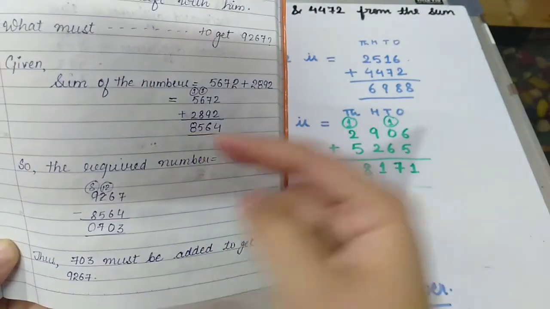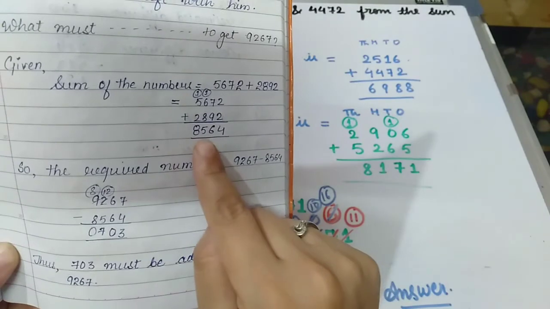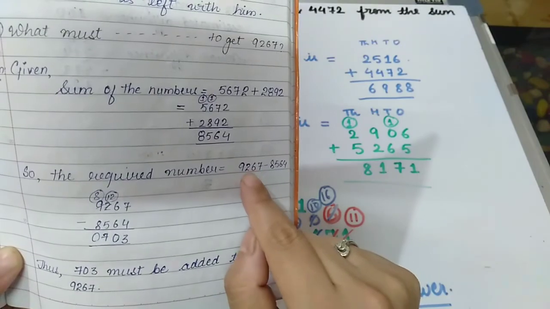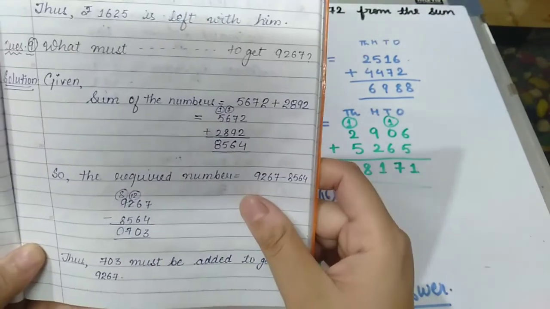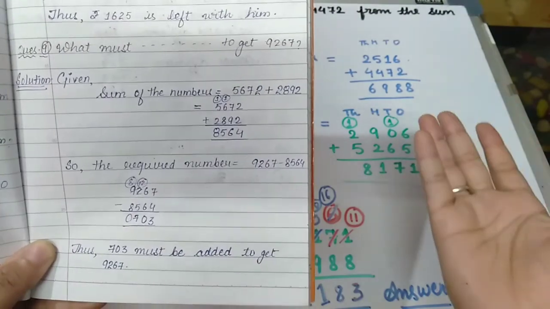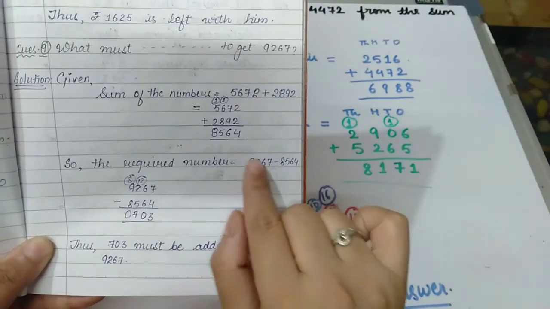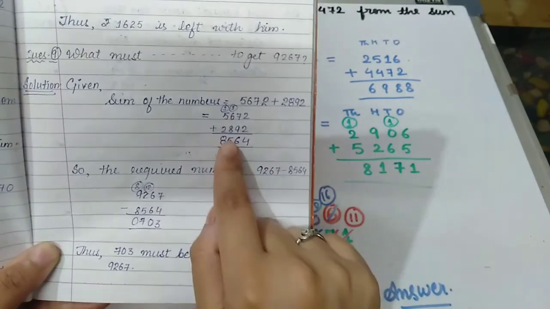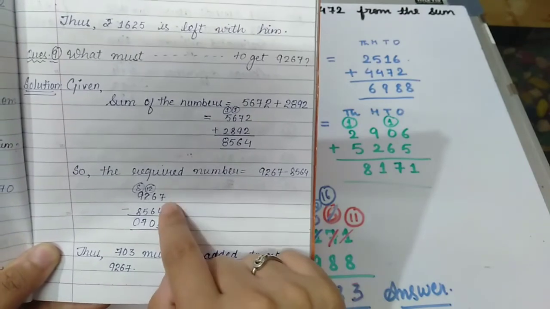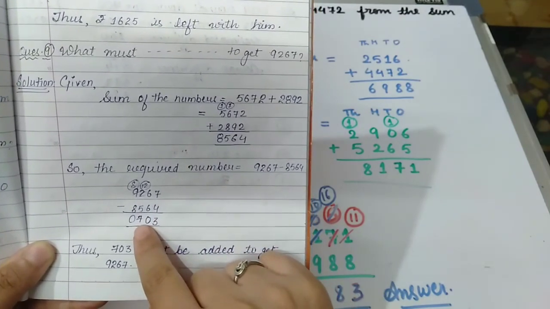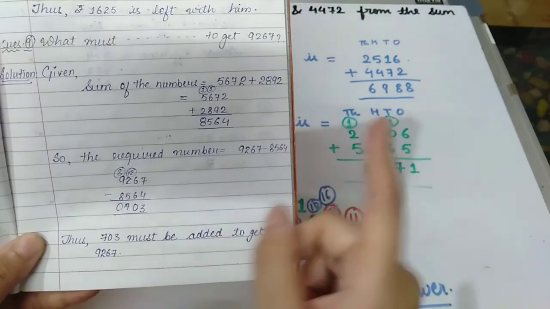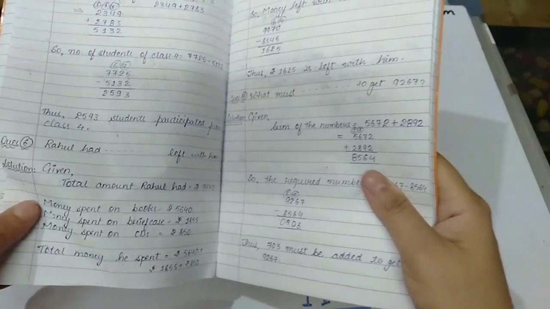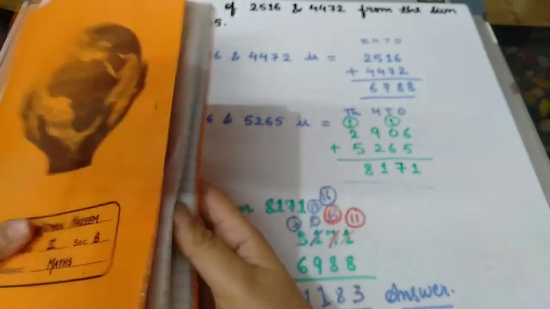अगर हमें वो नंबर पता लगाना है कि वो कौन सा नंबर होगा जो इस नंबर में ऐड होके हमें 9267 देगा, तो हमें इस नंबर को माइनस करना पड़ेगा. We have studied how to find the missing addend, हमने स्टडी किया है. So in the same manner we will find out over here. So we will subtract this smaller number from the bigger number. Okay, and we will get that our required number, that is 703. So 703 must be added to get 9267. Now these word problems you will do on your own, some will be for homework.